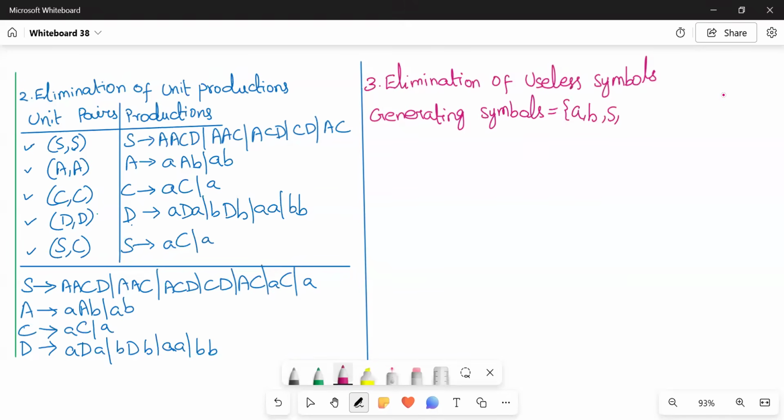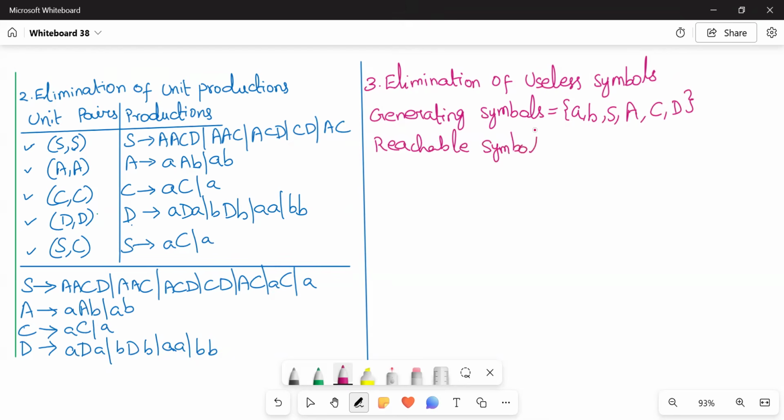So we can say that the variable A is generating. Then since A is generating, we can say that C is generating. Then since BB or AA are generating, we can say that D is also generating. So C and D all are generating symbols. So there are no non-generating symbols in this grammar. Okay, so no need to eliminate anything.